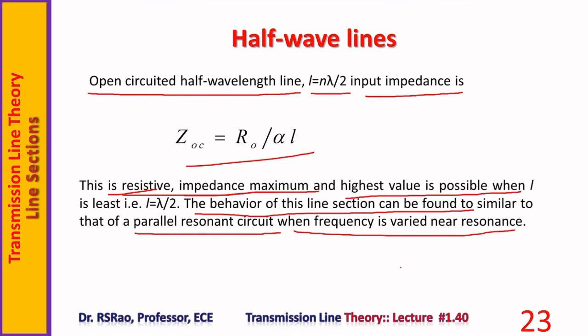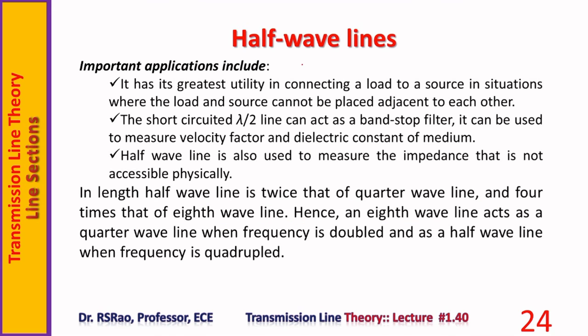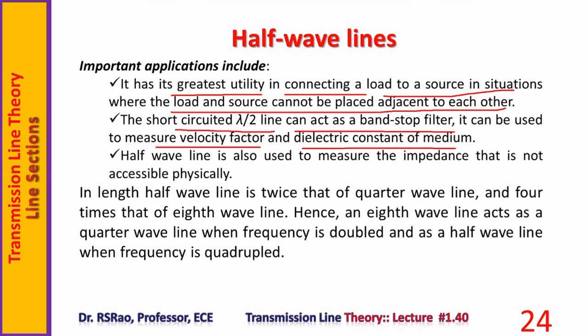Important applications of half wave lines include greatest utility in connecting a load to a source in situations where load and source cannot be placed adjacent to each other. The short circuited lambda by 2 line can act as a band stop filter. It can be used to measure velocity factor and dielectric constant of the medium. A half wave line is also used to measure impedance that is not physically accessible.